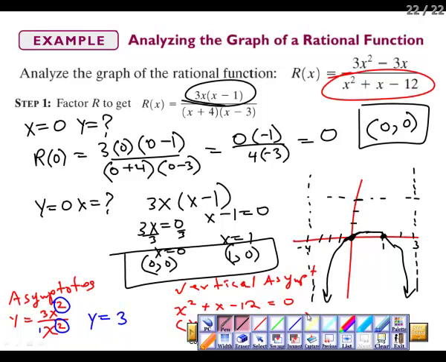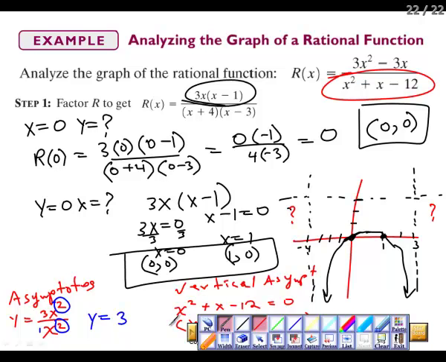Okay, and so that's the in between the asymptotes, but we don't know what it is doing out to the left of the asymptote, and we don't know what it's doing to the right of the asymptote. We don't know what that's doing yet. So you're always going to have curves on both sides of the vertical asymptotes.